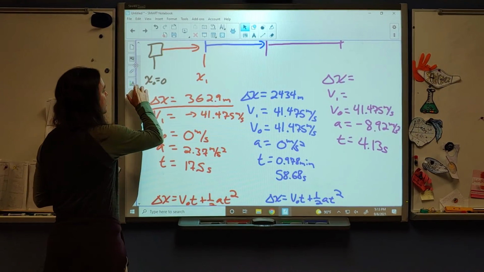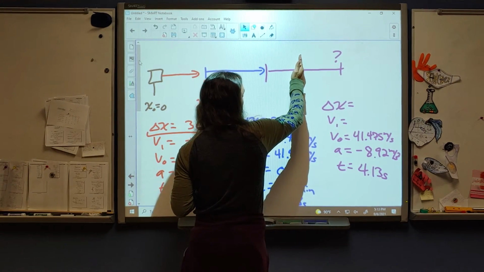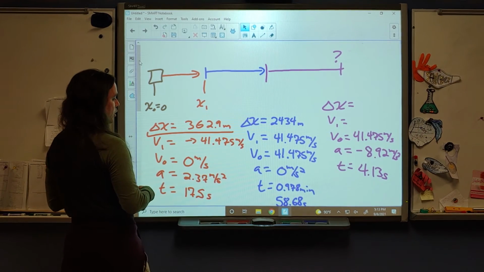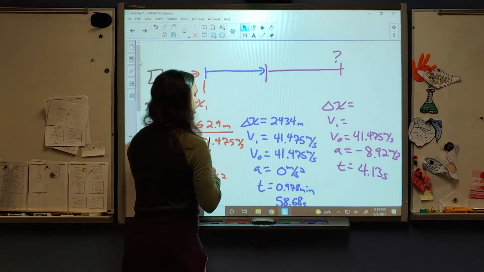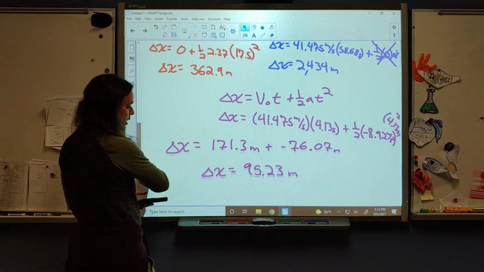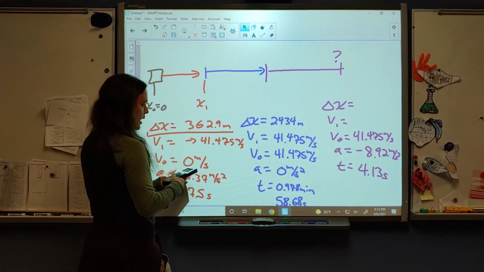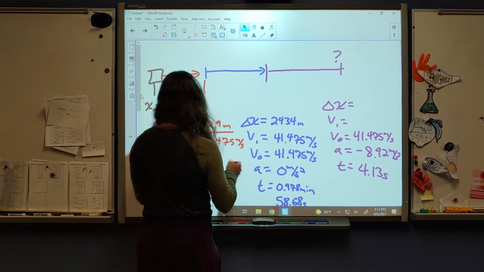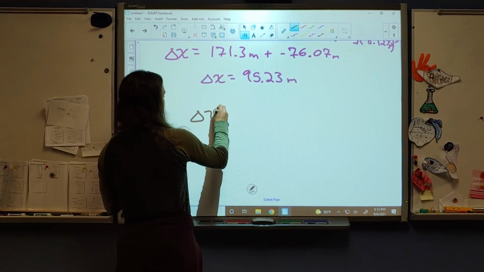Okay, now that's a bunch of work, but that is not our answer. That's how far it went in the purple section. So we did come to a stop and backtracked a little bit on the purple, but we did not actually backtrack on the blue or the red based on the times involved. So now, to find our total displacement, we just need to add up all of our individual displacements. So I'm going to take the 95.23, and I'm going to add that to 362.9, and I'm going to add that to 2,434.